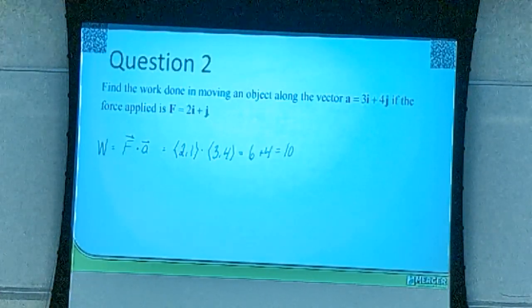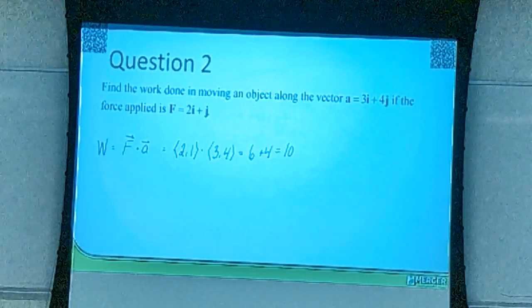Or it would be 10 and then whatever units happen to be. We're not told units here, so we don't know.